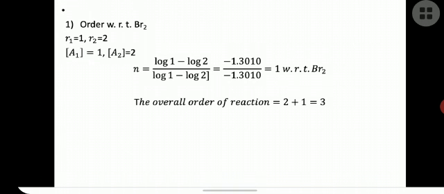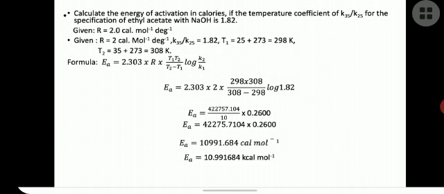Therefore, the overall order of the reaction becomes 2 plus 1 is equal to 3. In this way, the overall order of the reaction can be found out. Now, we go to the next problem.